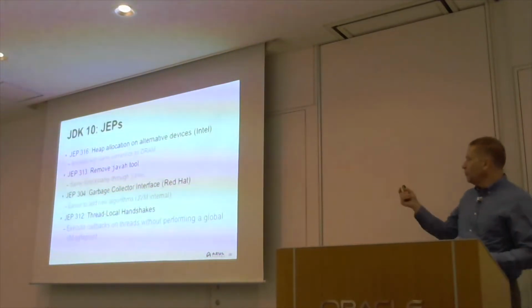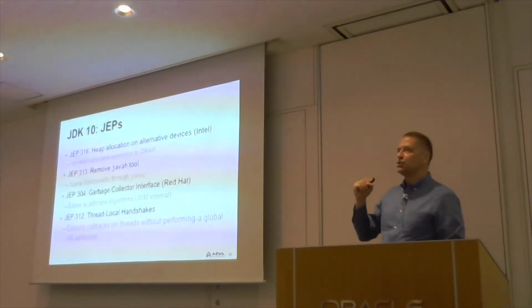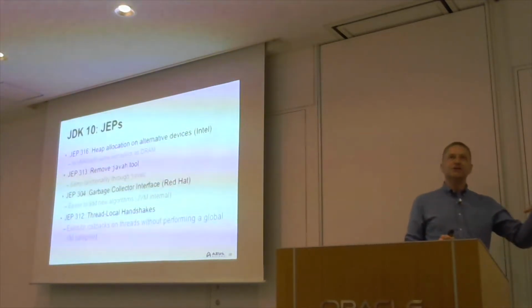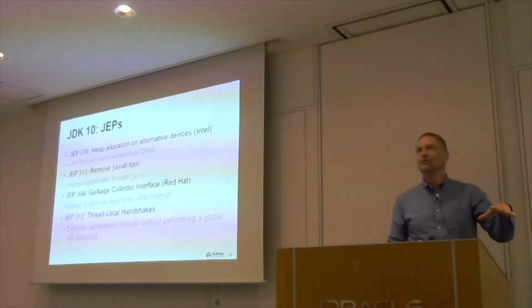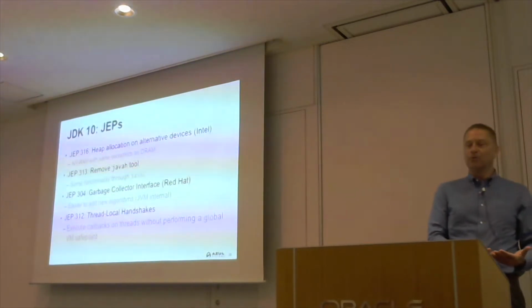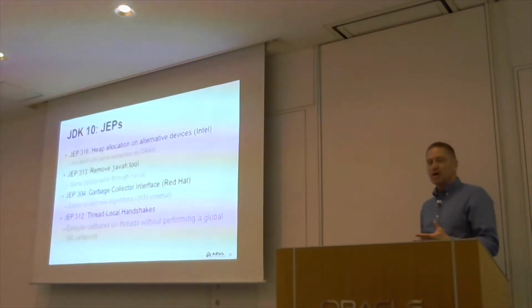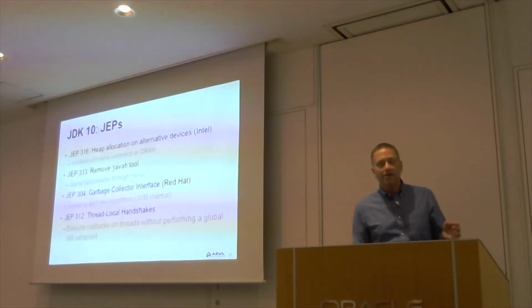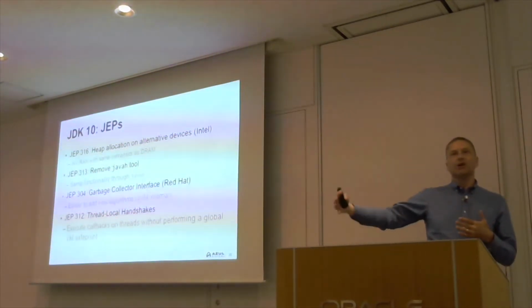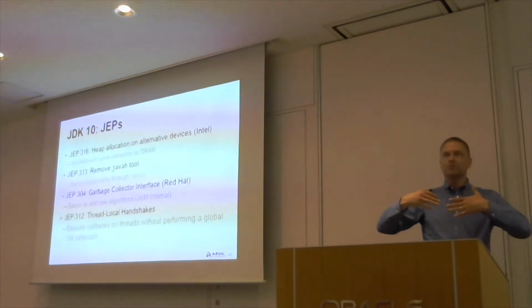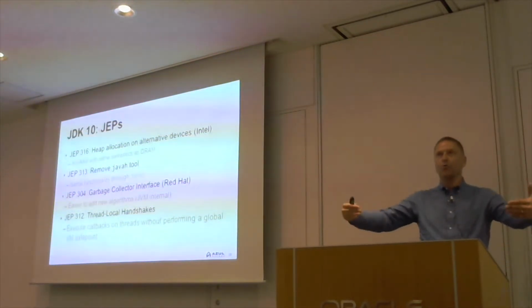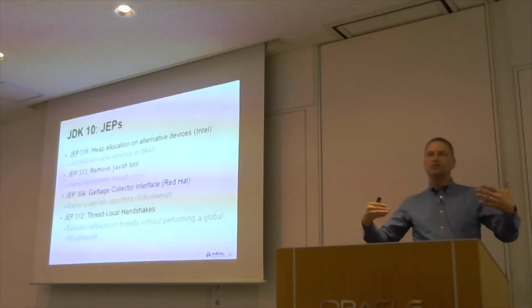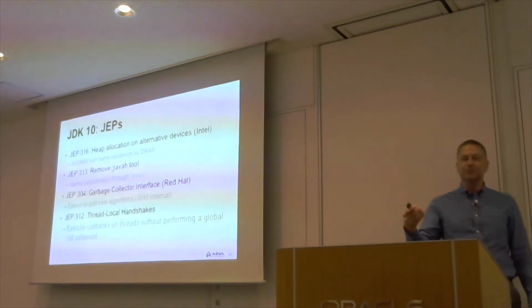And then the last one that I've got here is thread local handshakes. This is a low-level feature in terms of the JVM itself, and it improves performance because it allows you to execute callbacks on single threads without having to get to what's called a global safe point. A global safe point is where all threads have to find a point where they're all considered safe, and by doing that, it can actually slow things down. So this is the improvement in performance.